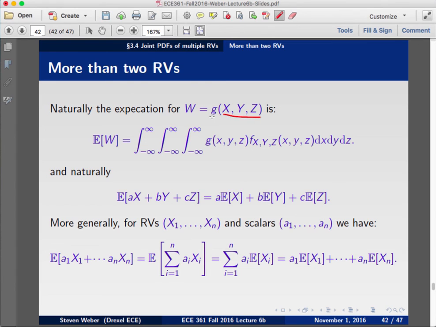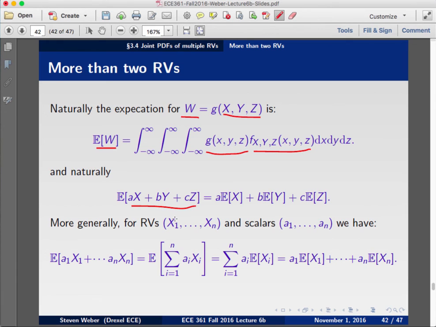And of course, if I had a triple of continuous random variables X, Y, and Z, and I had some function g, that if I evaluate g at X, Y, Z, I get a random variable W, and I want to know its expected value, naturally what am I going to do? I'm going to consider all possible values that X, Y, and Z might take. I'm going to compute the value of g at that tuple. I'm going to evaluate the probability density function at that tuple and compute the integral.